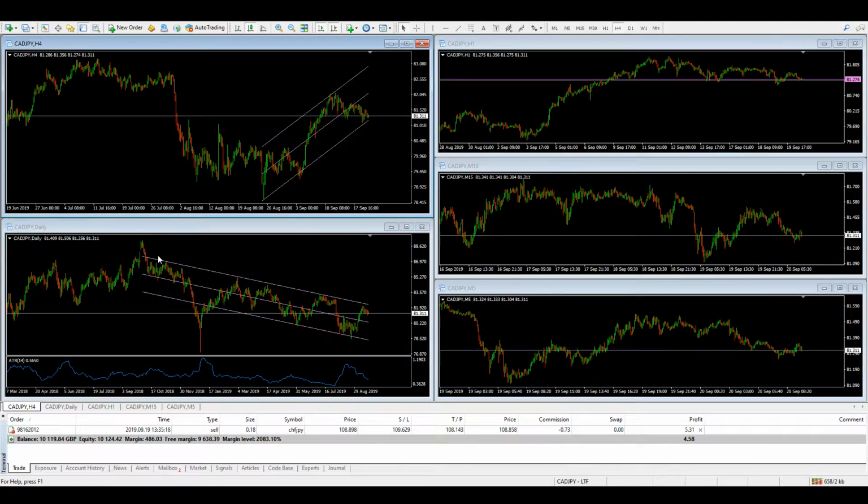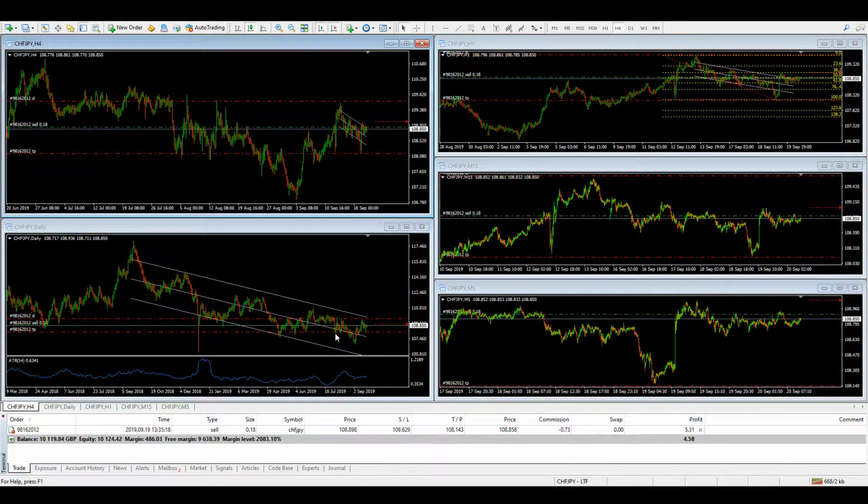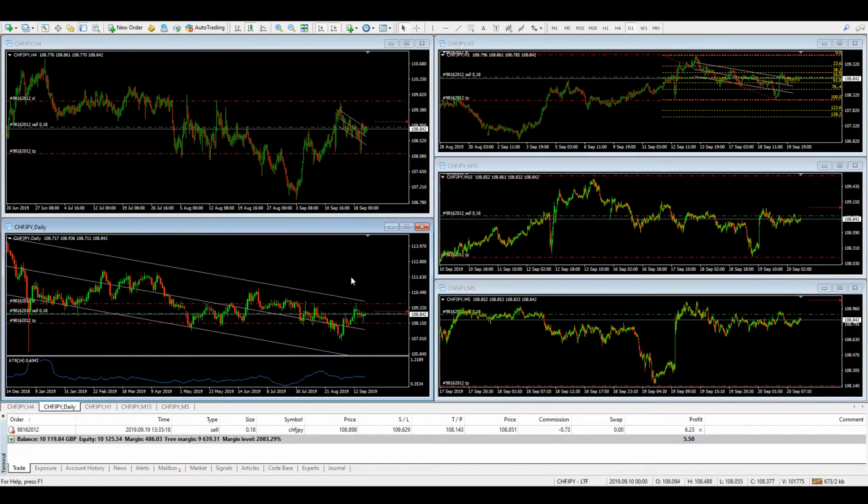CAD JPY, bearish, but this is bullish, and this is flat, so no, wouldn't trade that. CAD CHF, sorry, CHFJPY. So this is a trade I entered yesterday.